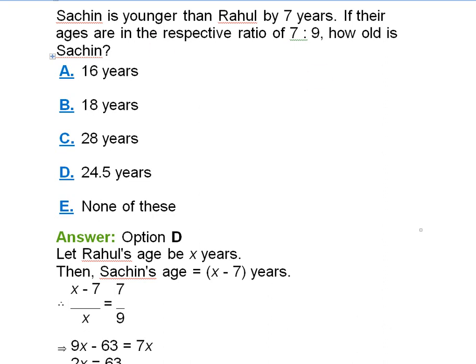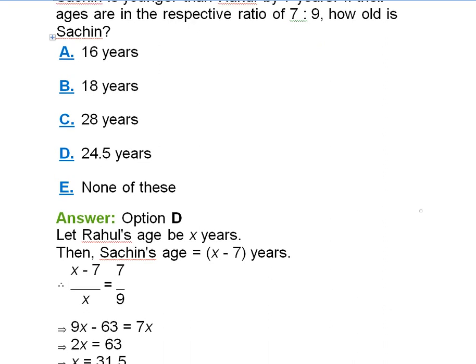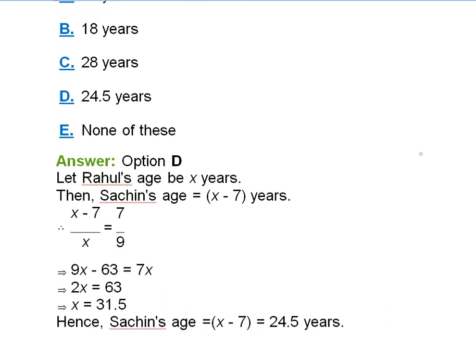Now let's see how. You will consider Rahul's age to be x years, then Sachin's age will be x minus 7. So you will write the ratio as (x minus 7) by x equals 7 by 9, which is already given in the question. After solving this, you will get 9x minus 63 equals 7x, which means 2x equals 63. So you will get x equals 31.5, and with the help of x, which means Rahul's age, you can calculate the age of Sachin. So I hope I am clear with the solution and the answer.